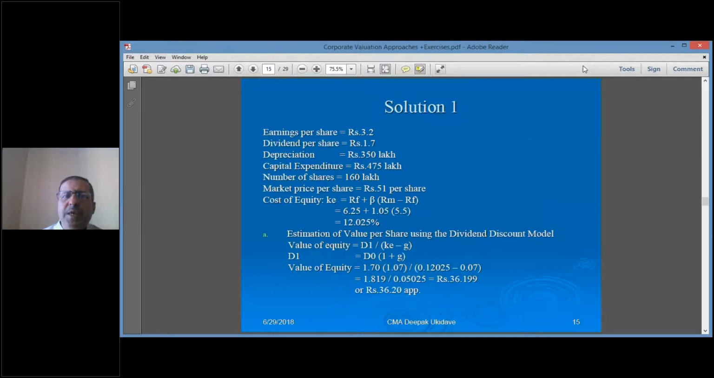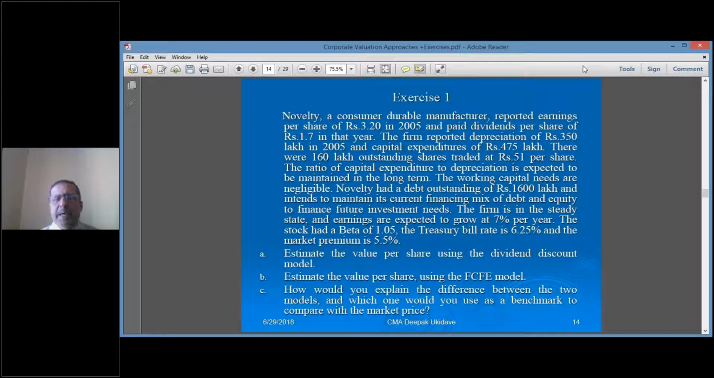This is illustration number 1. I'm reading out this question. Now it's like a caselet or a case study, and you have to understand step by step.